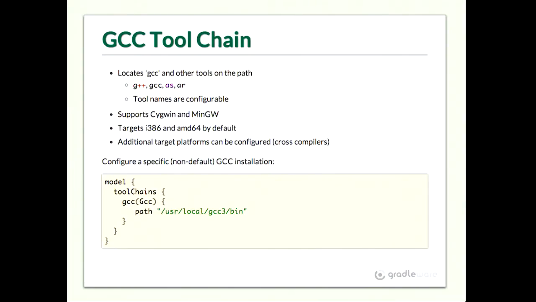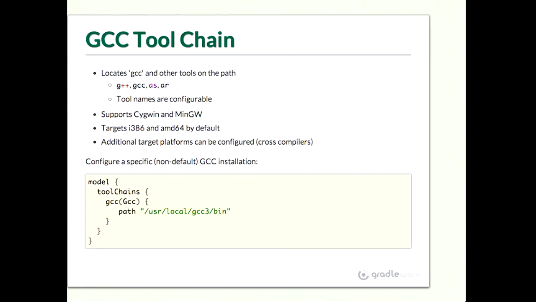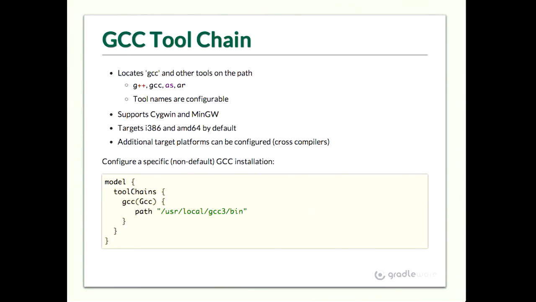So then we have the GCC tool chain. GCC, has anyone here used GCC before to build C stuff? Yeah, most people. Okay, cool. Clang and GCC, I don't even know if we have a slide for Clang. Let's see. Oh, we do. Good. Okay. Clang and GCC are virtually identical in a lot of ways.